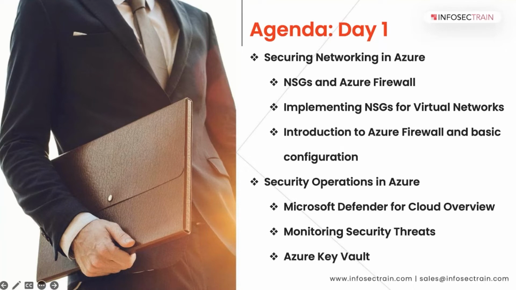In day two, we are going to talk about securing networking in Azure. We'll be talking about NSG and Azure Firewall, implementing NSG for a virtual network, and an introduction to Azure Firewall and basic configuration. Then there are security operations in Azure. We'll talk about Defender for Cloud, monitoring security threats, and Key Vaults. All these are going to be the topics for today.